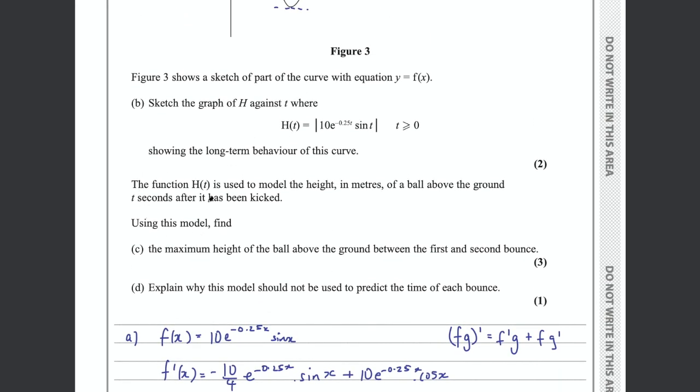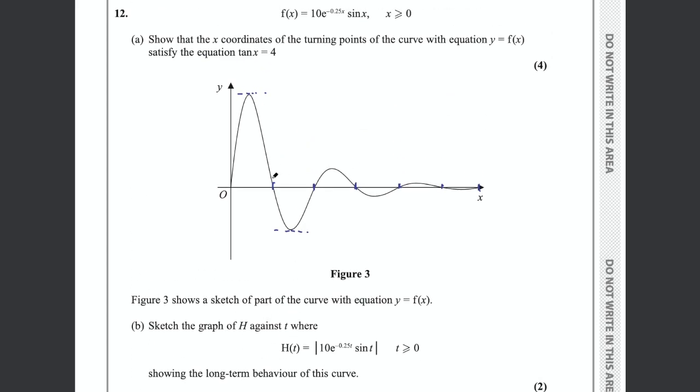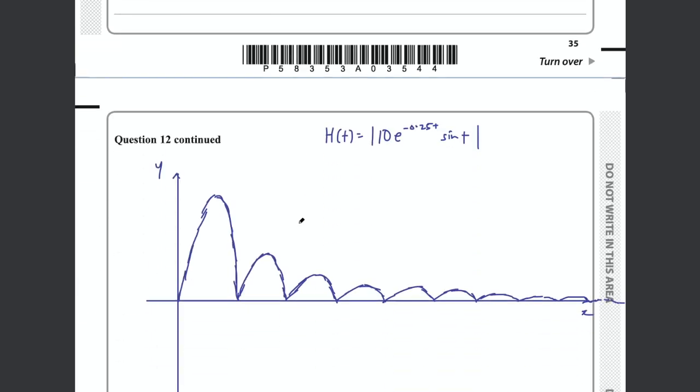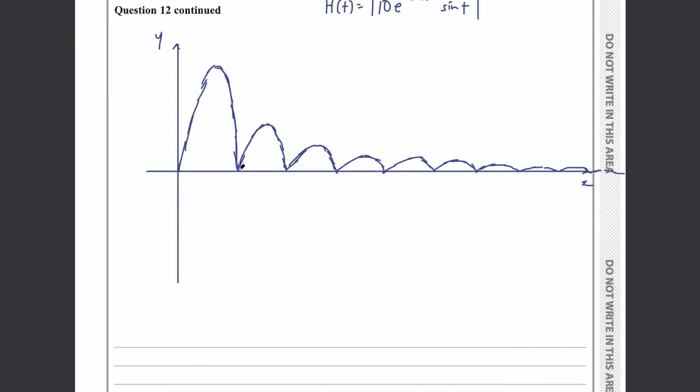Part C says a function h of t is used to model the height in meters of a ball above the ground t seconds after it has been kicked. Using this model, find the maximum height of the ball above the ground between the first and second bounce. So let's look at the graph that I sketched. This would be the first bounce, if we're talking about a ball bouncing on the ground. This would be the second bounce.